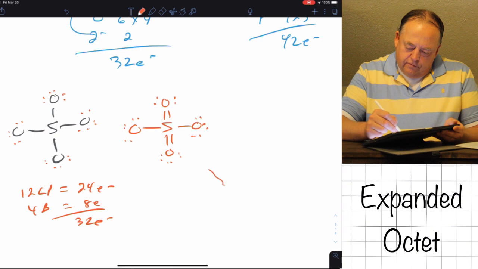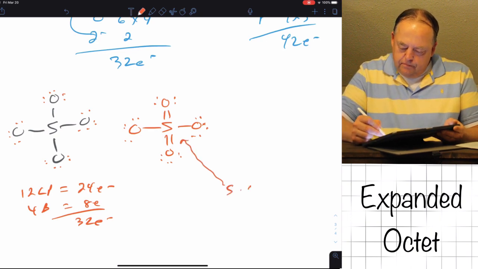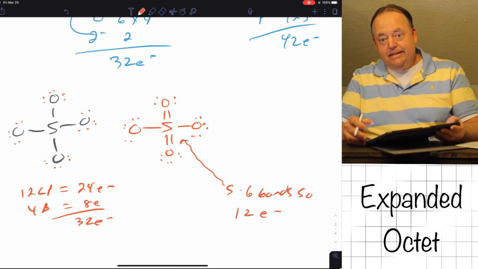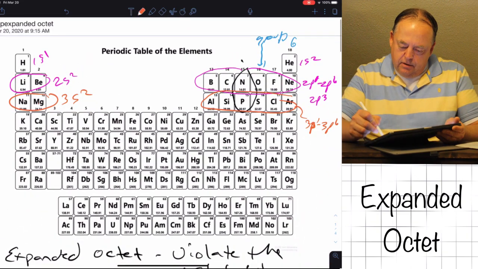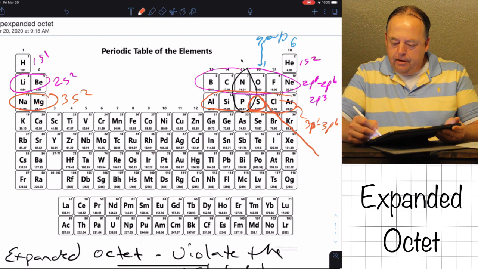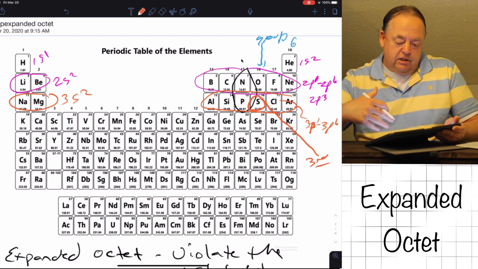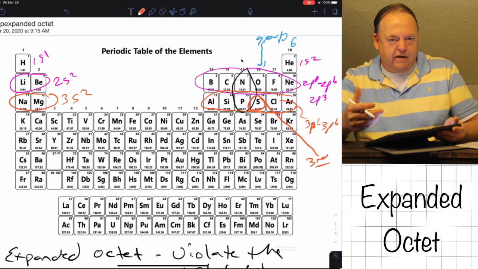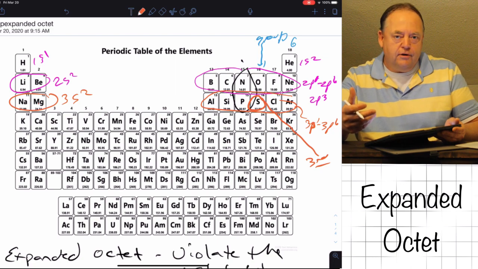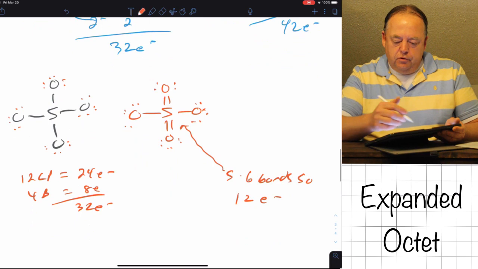And so in this case, sulfur has 1, 2, 3, 4, 5, 6 bonds. So 12 electrons. And is that okay? So it's got an expanded octet, and it is okay because sulfur is a third period element. So basically any element in the third period or below can have an expanded octet, because in the third period you have d orbitals. Once you get to the fourth period, then you also have f orbitals, so they can have even more electrons around them. So this is a perfectly fine structure for SO4 2- as well.